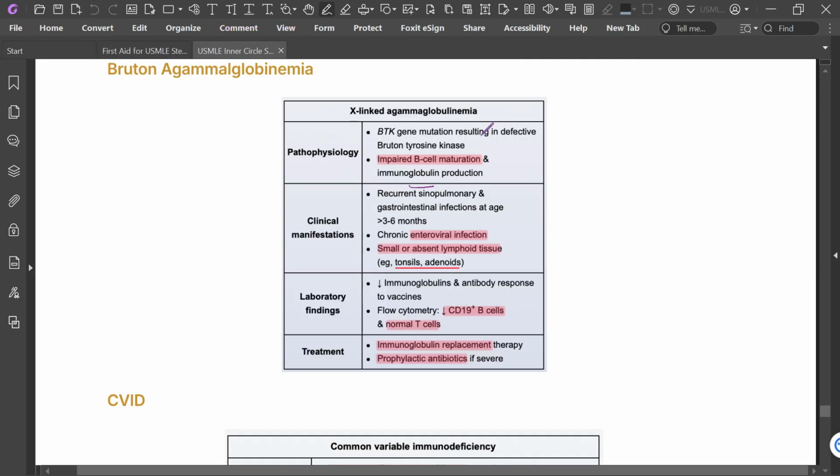Okay, see Bruton's again. There is a BTK gene mutation, impaired B cell maturation and immunoglobulin production, recurrent sinopulmonary infection, and GI infection at age 3 to 6 months. So Bruton's for babies: chronic enteroviral infections, smaller or absent lymph nodes, tonsils, adenoids, decreased immunoglobulin, and decreased immunoglobulin and antibody response to vaccine.